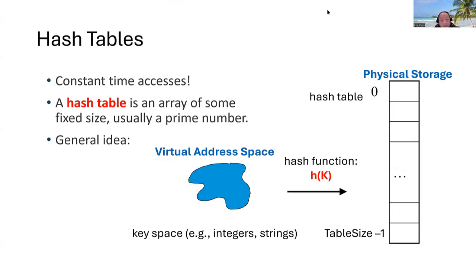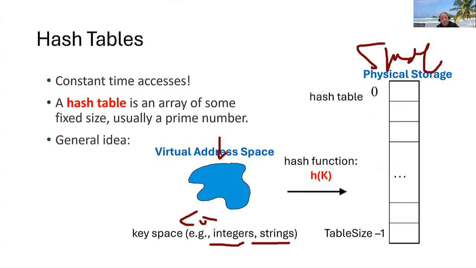Okay, so a hash table uses a virtual address, sometimes your content, sometimes a string, sometimes an integer. That's your key space, and you use a hash function to map to physical storage. Usually this physical storage is smaller and the virtual space is bigger.